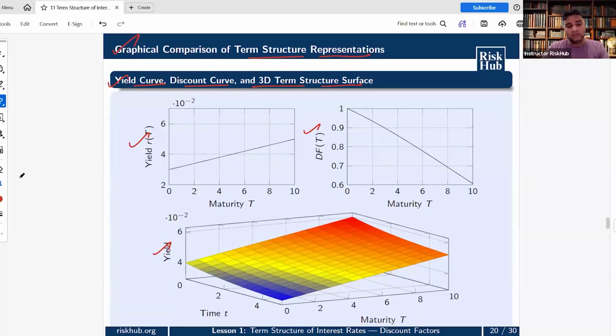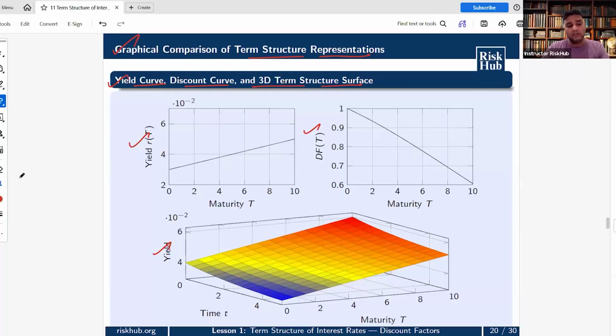Bottom panel, 3D: the axis maturity T runs 0 to 10, calendar time runs 0 to 4. The vertical axis is yield in units of 10 to the minus 2. Color tracks height, blue for low and red for high. The picture shows the whole yield curve at each future date stacked side by side. Technical clarification: the surface is one deterministic path of the curve through time. A real term structure model produces a distribution of such surfaces, one per simulation scenario. The panel shows the object being modeled, not the output of the model.